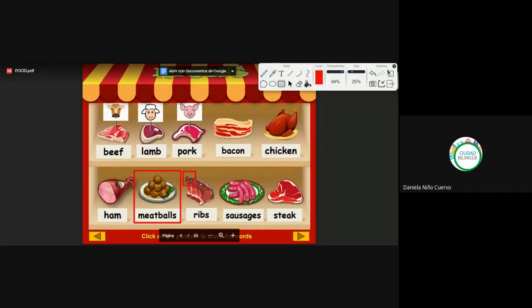Here we have costillas, ribs, costillas. We have sausages, salchichas, yes. And we have the steak over here, which is filete, yes, filete. All right, yes, that is jamón, jamón, okay? No more questions? Okay, so we continue.